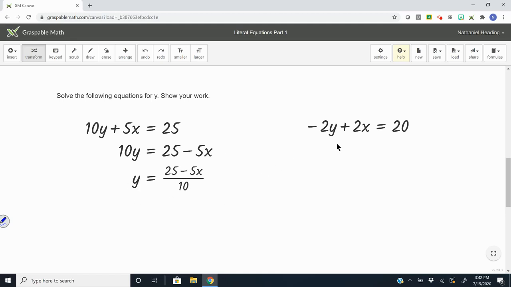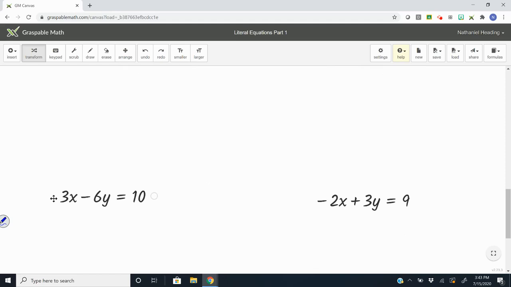Let's try another one. Here I have negative 2y plus 2x equals 20. Let's start by getting rid of this 2x because I want to get y by itself. So I'm going to click and hold, and move it to the other side. And notice it turns to a minus because I'm subtracting 2x from both sides. Next, to undo this times negative 2, I'm going to divide by negative 2. And there we go. We're all set. Let's go ahead and show our work.